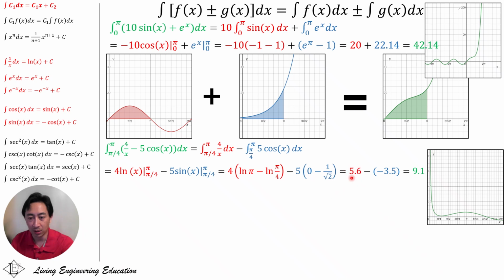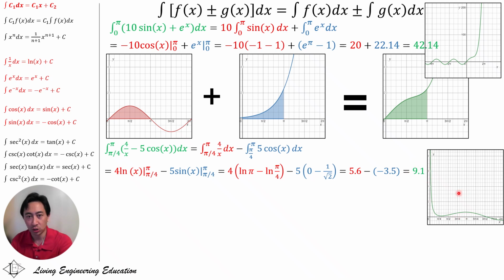And I get my individual area for my 4 over x integral, and then I get my individual area, negative 3.5, for my 5 cosine x term. Right? So I'm going to subtract that negative value, and then I get a positive 9.1. So this is from pi over 4 to pi. And so let's see, there's pi over 4, and there's pi. And so it makes sense, at least from the signage, that I'm going to get a positive total area.